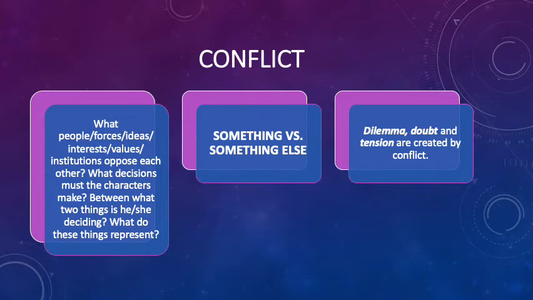Between what and what are they deciding? And what do these things represent? That's your conflict. All stories have to have a conflict. And the story is about resolving the conflict. In fact, once that conflict is resolved, the story is over. So they all revolve around that conflict.